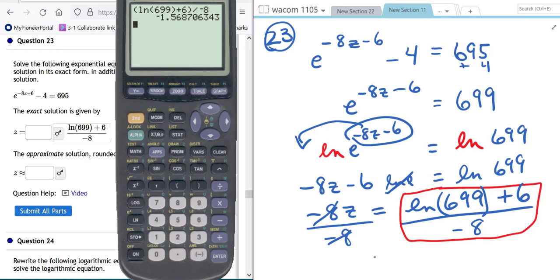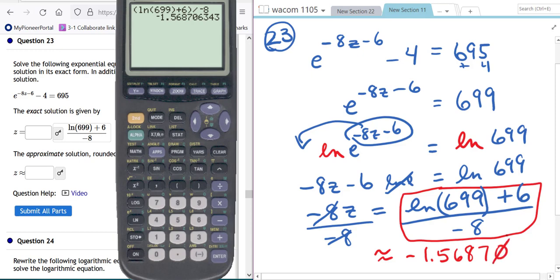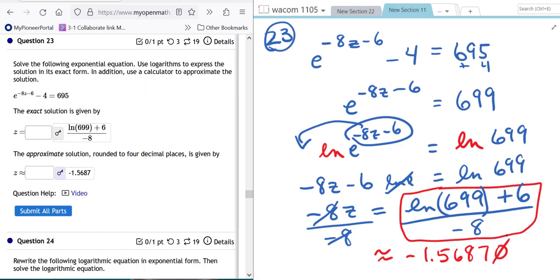And so we get, and we're going to round this, so it'll be approximate, negative 1.56870. So we'll go just to the 7.